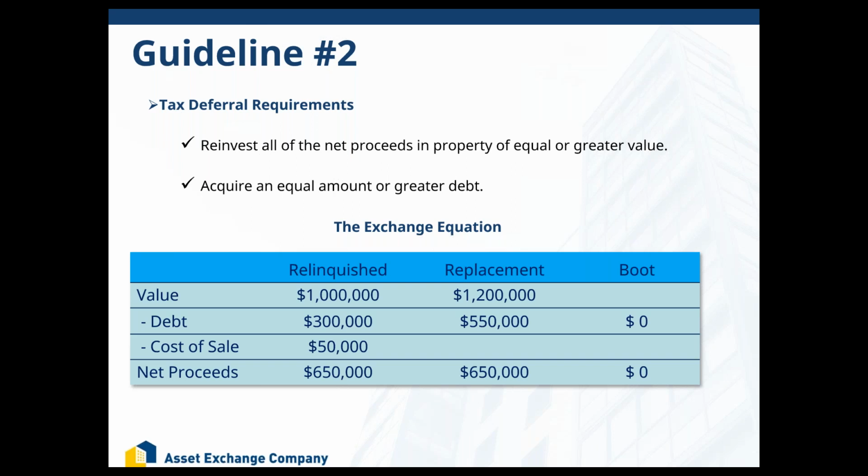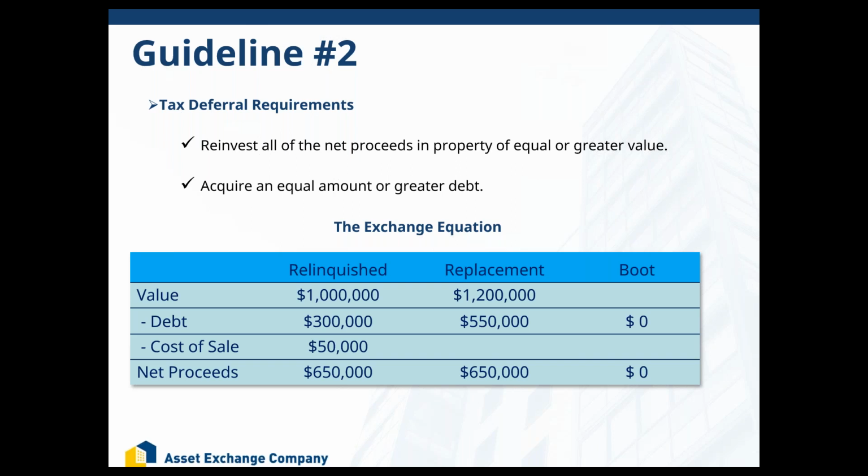Let's say that's $50,000. That's like real estate commissions, title insurance, closing fees, some of those non-recurring types of fees. Let's say that's $50,000. So we'll deduct that out, and that's going to leave us with net proceeds of $650,000. Again, we're the qualified intermediary. We're going to hold that $650,000 on behalf of the seller, the exchanger.